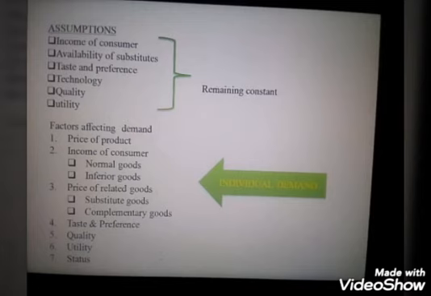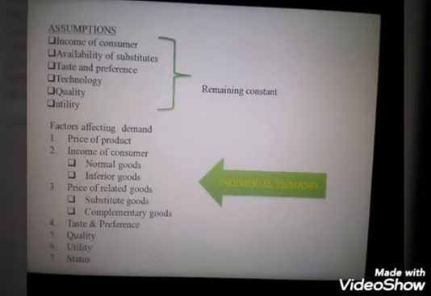Let us see the factors. First one is price of the product. When the price of the product increases, the demand decreases, and when the price of the product decreases, the demand increases. We know that there is an inverse relationship between the price of the product and quantity demanded.